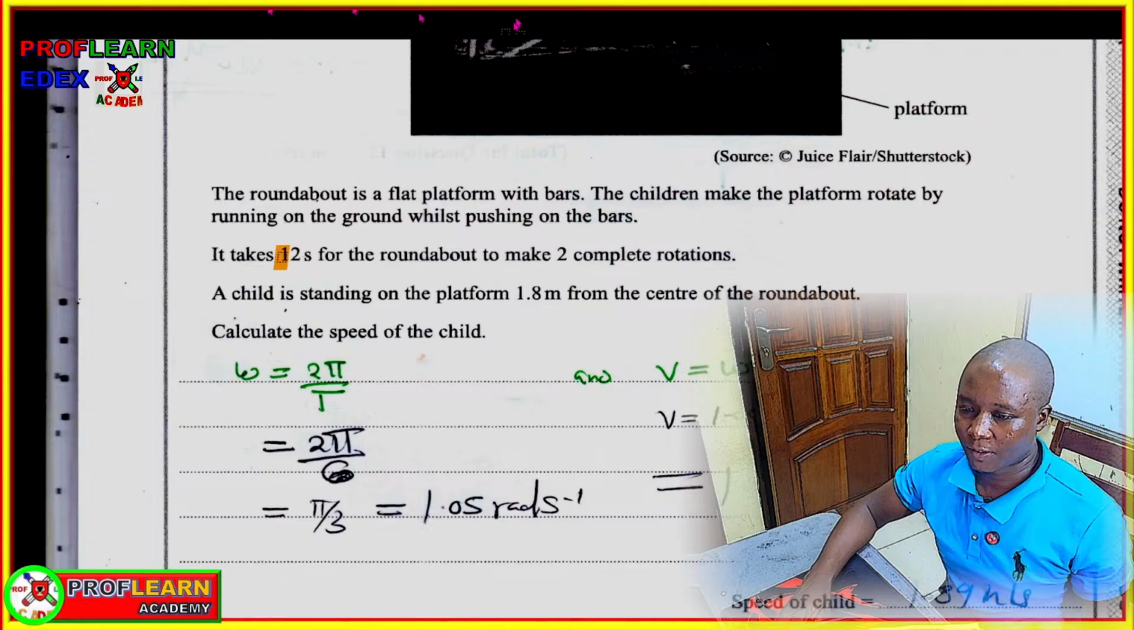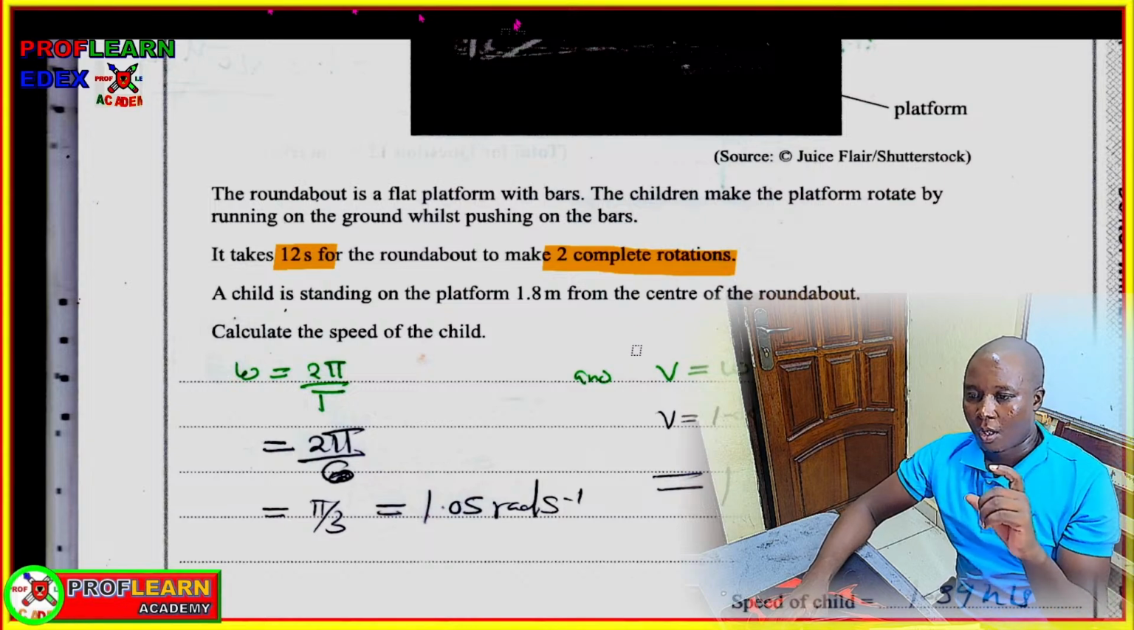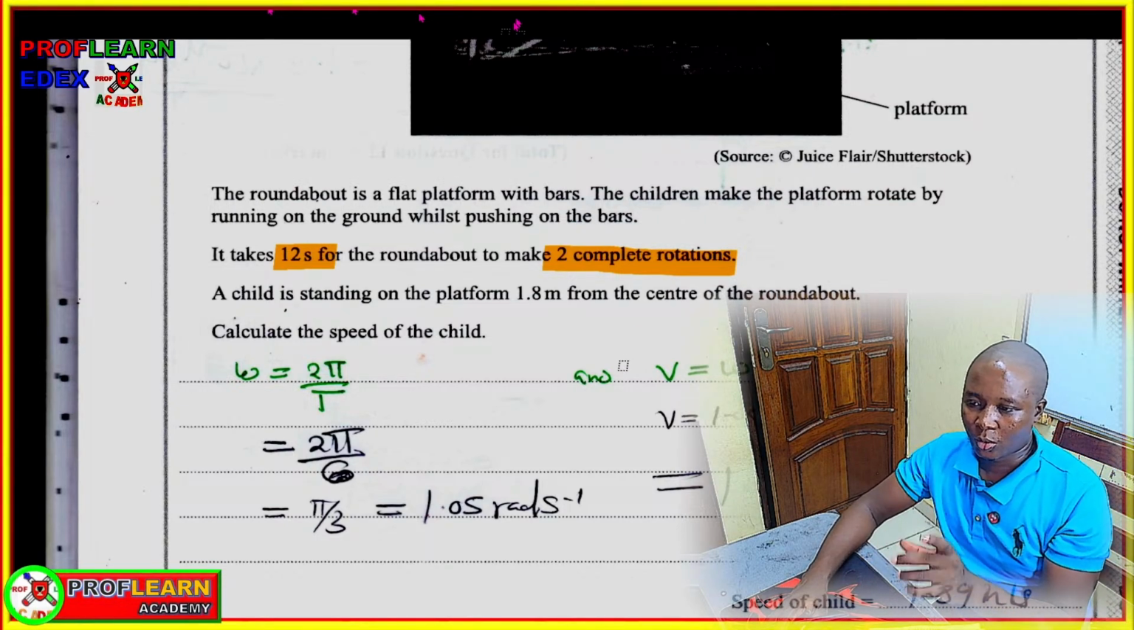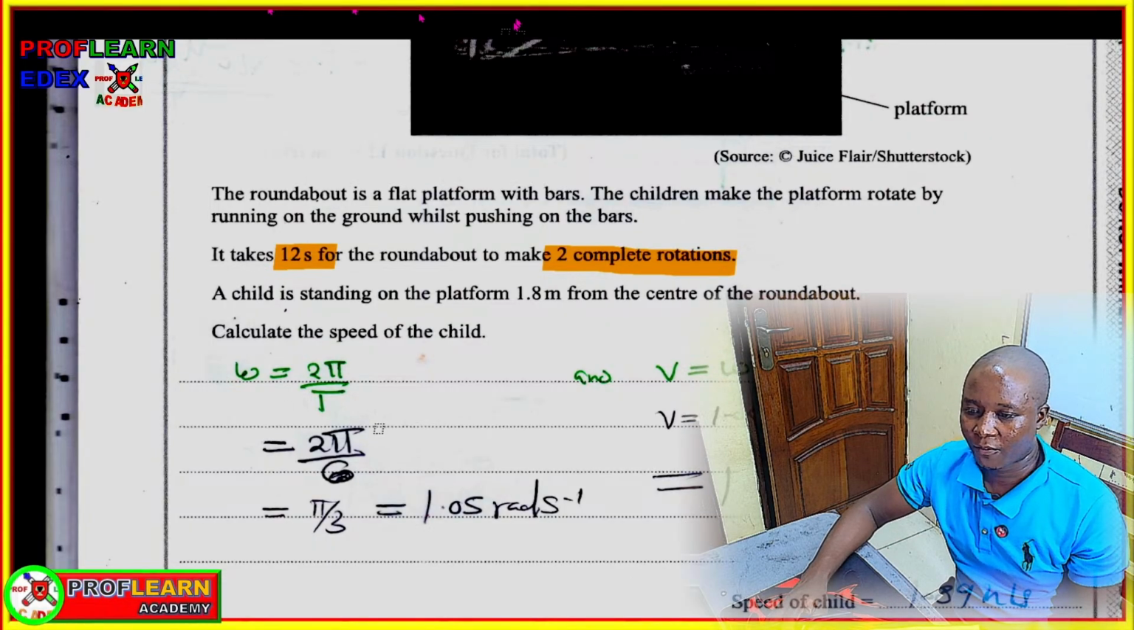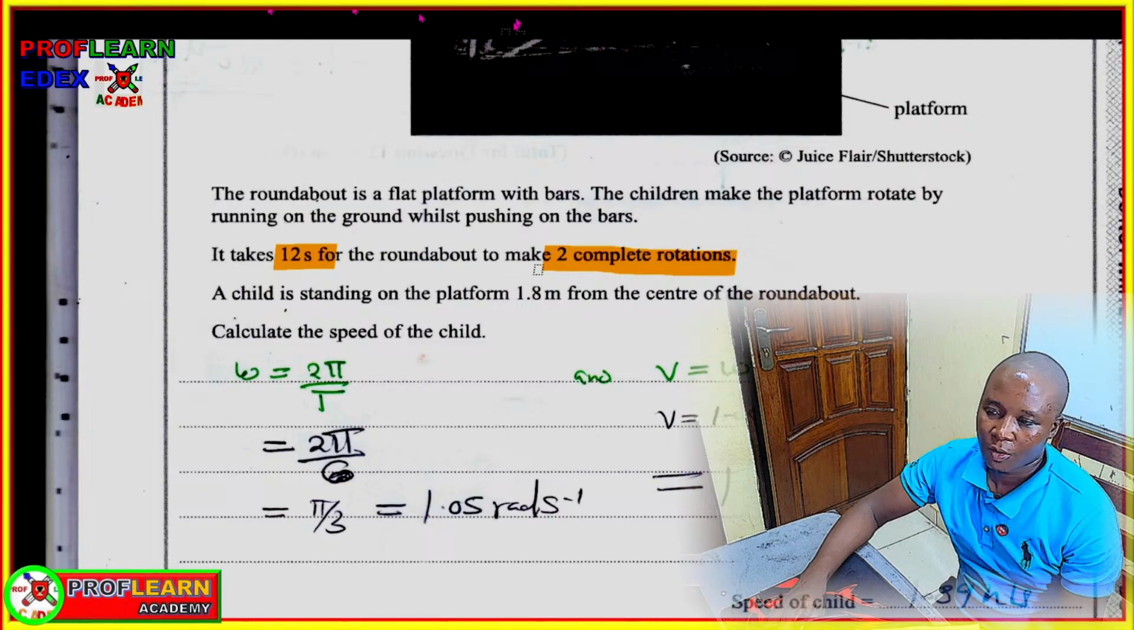It takes 12 seconds for the roundabout to make 2 complete oscillations. So which means that 2 complete revolutions is equal to 12 seconds. So if you want to find the frequency, it will be 2 over 12. Or you can look at it from the perspective of period. 2 rotations is equal to 12 seconds.